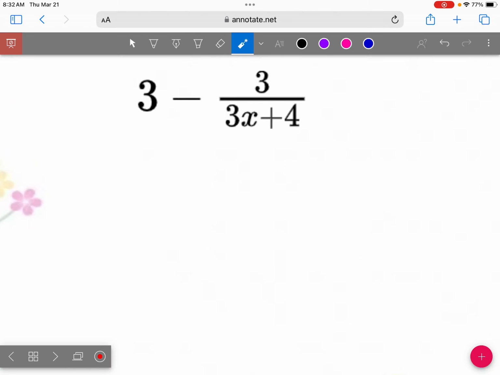All right, here's our next one. 3 minus 3 over 3x plus 4. And I have this one kind of late in our day because these ones throw people off. It's not any more complicated than it has been, but the fact that that first piece doesn't have a denominator just like derails trains of thought.